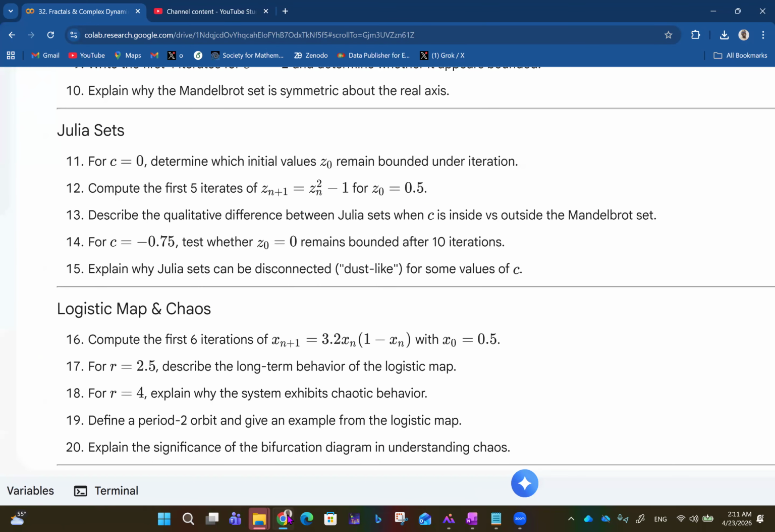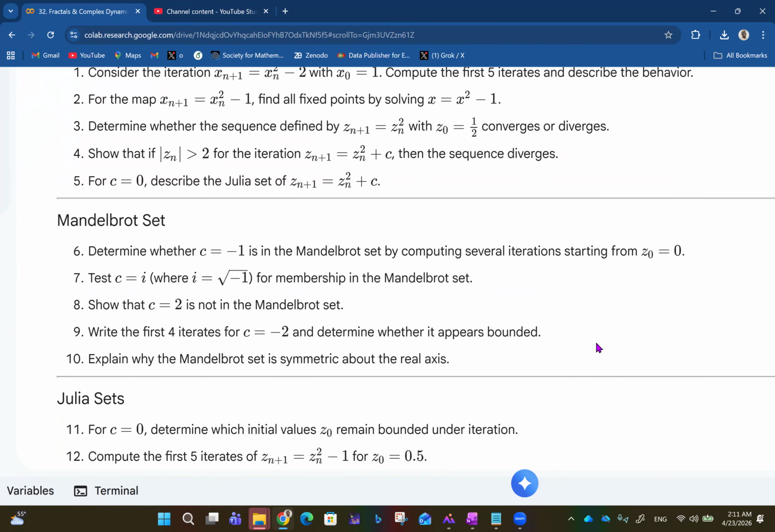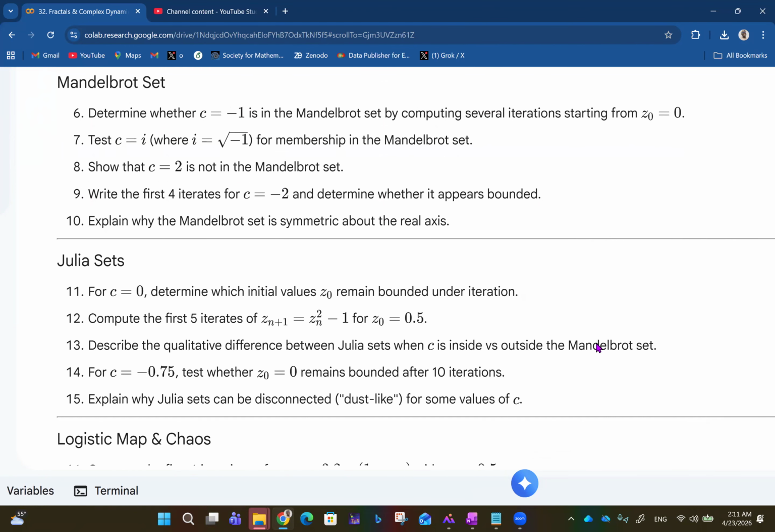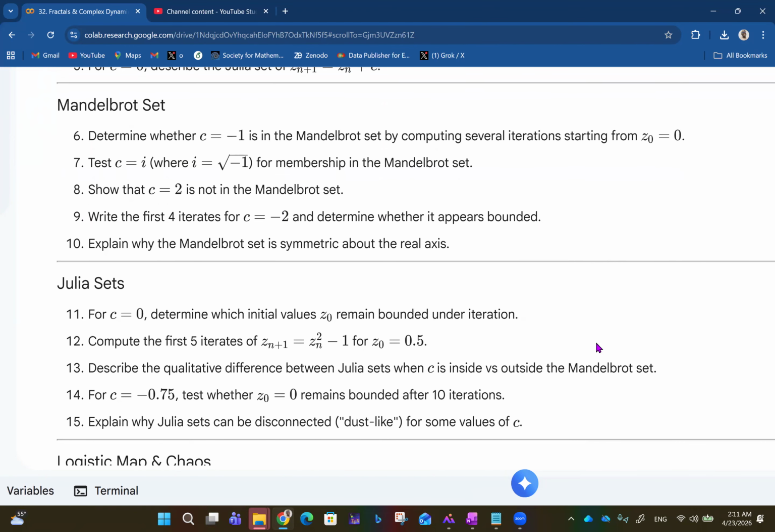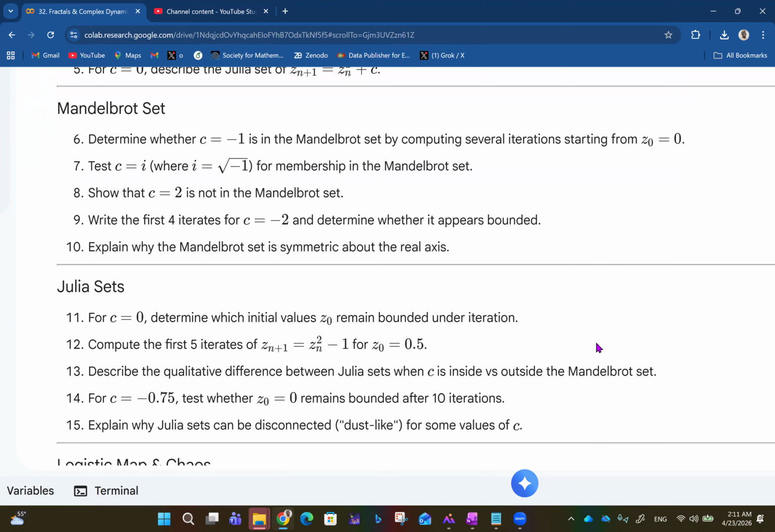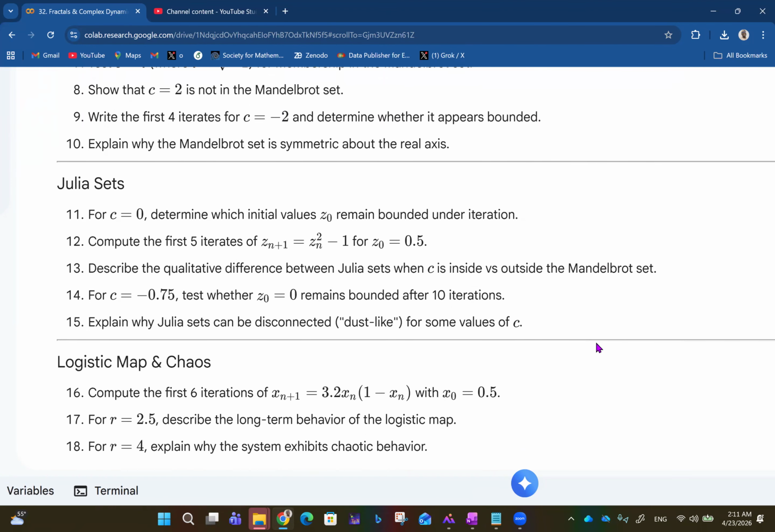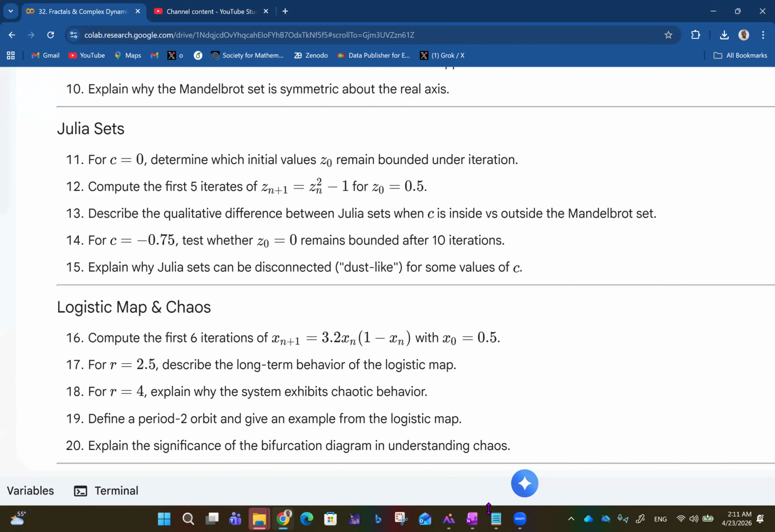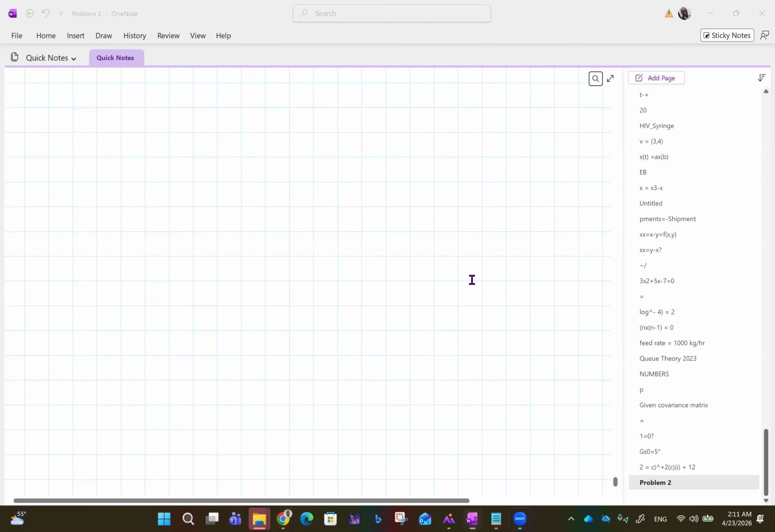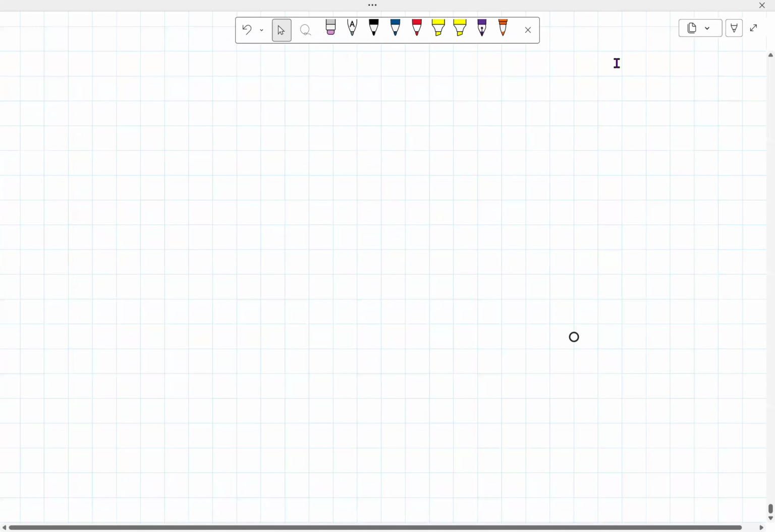Problem 4 is we want to show that if the absolute value of Zn is greater than 2 for the iteration Zn plus 1 equals Zn squared plus C, then the sequence diverges. And then problem 6, we want to determine whether C equals minus 1 is in the Mandelbrot set by computing several iterations starting from Z naught equals 0. That's the kind of thing we just did in the notes. So let's go for this now.